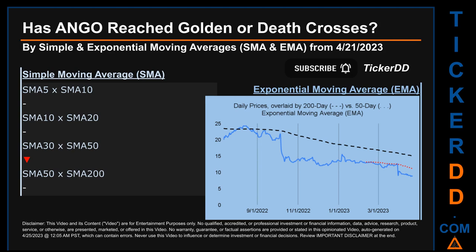Continuing with SMA, we looked across the 5 to 10, the 10 to 20, and the 30 to 50-day ranges to see if golden and death crosses had been reached. We found a death cross signal for the 30 to 50. We could not find either a golden cross or a death cross signal for the 5 to 10, the 10 to 20, or the 50 to 200.